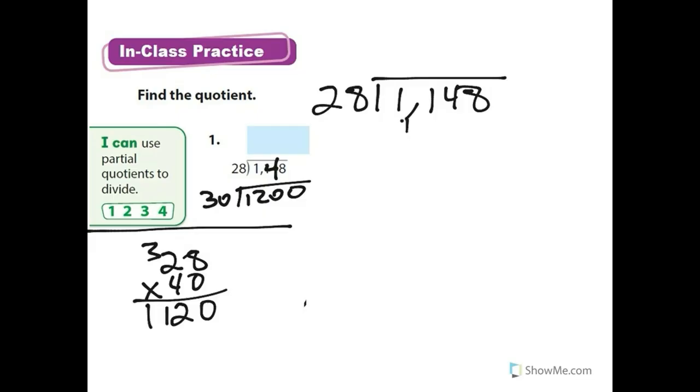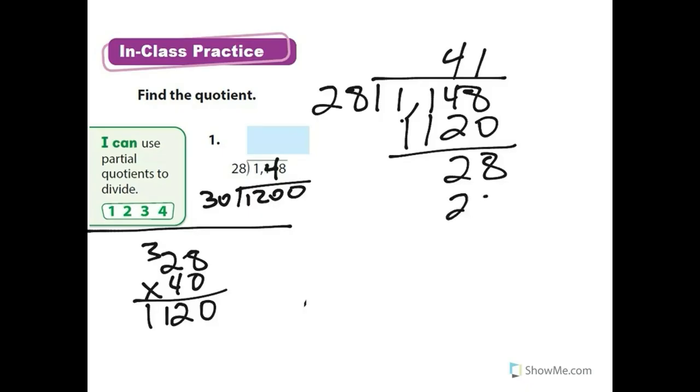0. 4 times 8 is 32. 4 times 2 is 8, plus 3 is 11. Oh, well, look at that. It's going to be 1,120, which is exactly what we need, right? So we're going to have 40, and then times 1, 28. So we've got 41.